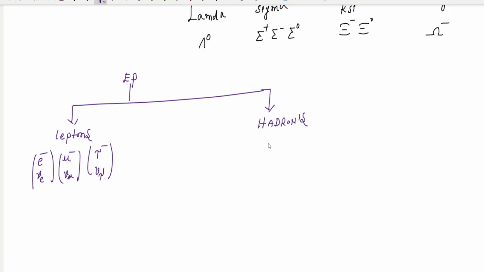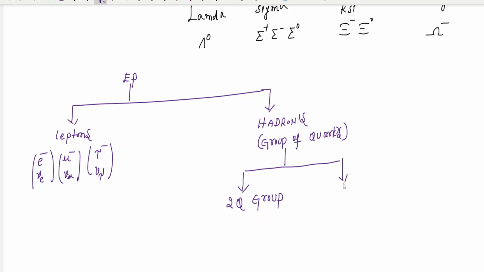Next, hadrons. The hadrons are groups of quarks. Two types of groups are there. One is the 2q group, another one is the 3q group. These 2q groups are mesons. These 3q groups are baryons.